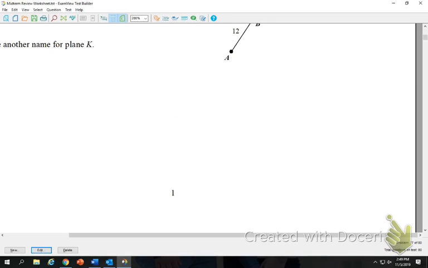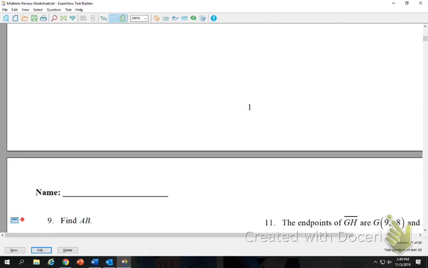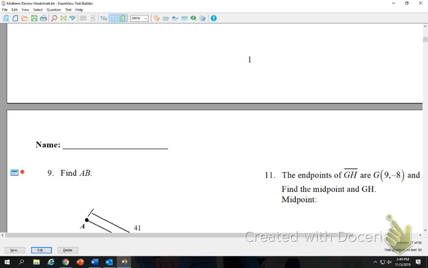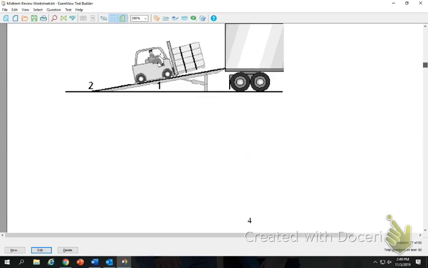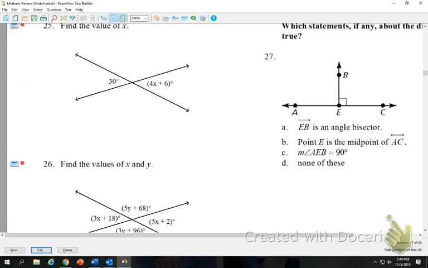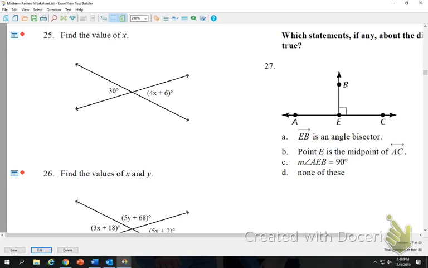So we're going to go ahead and go to number 25. Alright, this one does require work. These are vertical angles, and we know that vertical angles are congruent. So that means that 4x plus 6 equals 30. Subtract 6. 4x equals 24, so x equals 6. That is the answer.